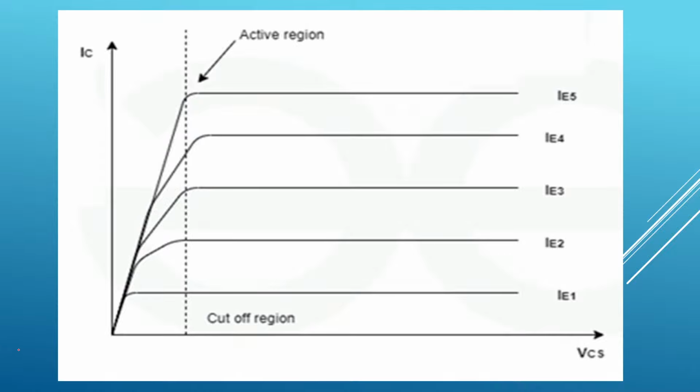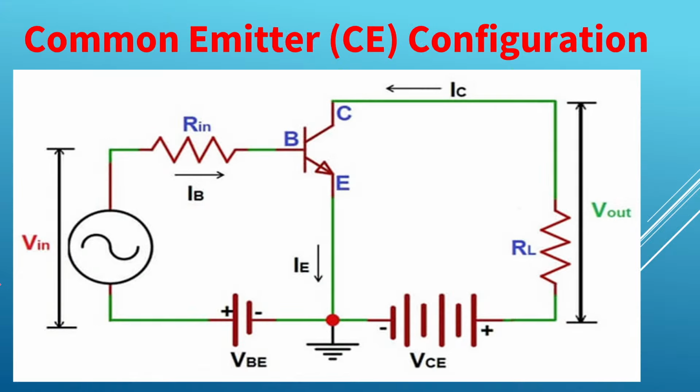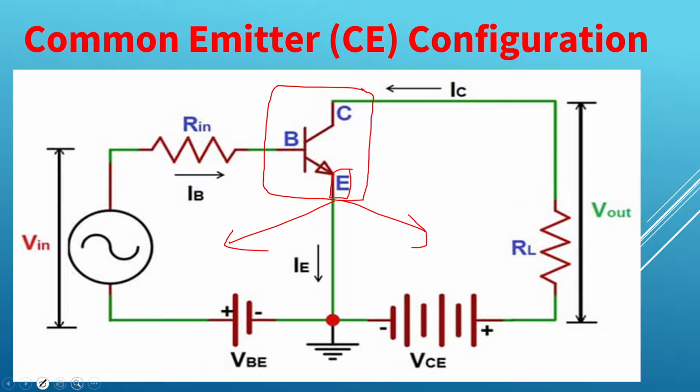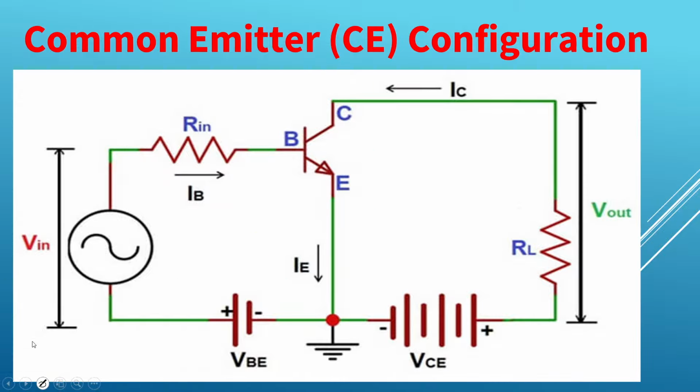Let's go for the next configuration. Common emitter configuration. So you can see this is our BJT. This is our emitter, which is common to both input and output. So what are our input parameters for common emitter configuration? Input parameters are Vin, base current IB, and the voltage between base and emitter, VBE.